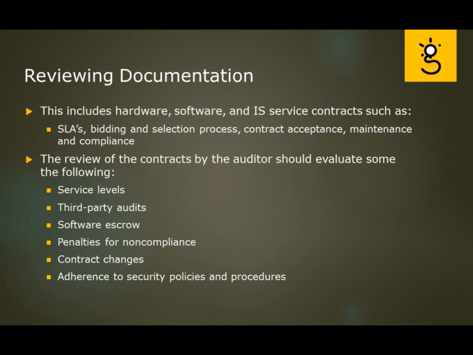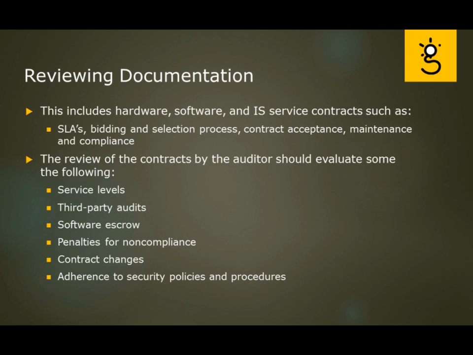So we want to look at those. You want to look at your bidding and selection processes. You want to take a look at the contract acceptance, things about maintenance and compliance. So we want to look at all of those different types of contracts that you have. And that, by the way, if you notice, was more than just the service contracts. We're talking about the process we went through in purchasing that equipment from the vendor, and what made us choose that particular contract, and what we see for maintenance and compliance and the rest of it.